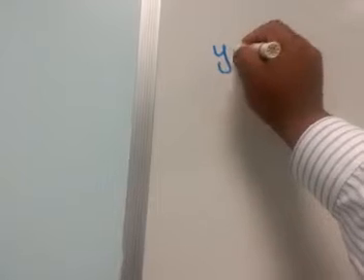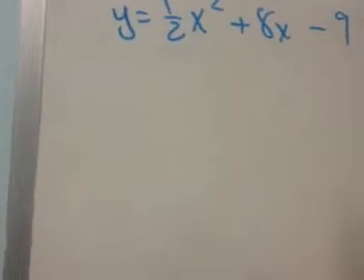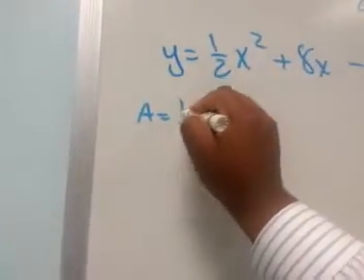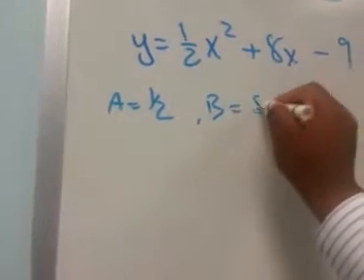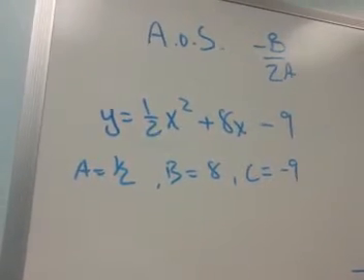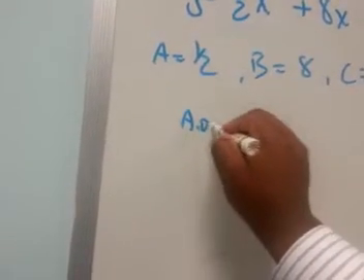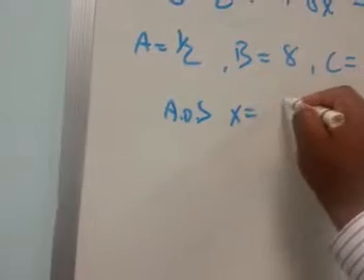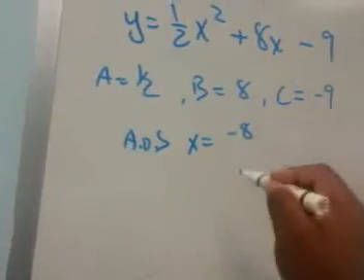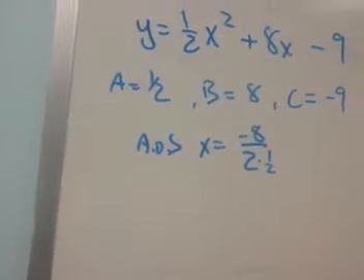Little trickier, but let's see here. y equals 1/2 x squared plus 8x minus 9. Alright, A equals 1/2, B equals 8, C equals minus 9. Okay, we want to find the axis of symmetry, negative b over 2a. Negative 8, because b is 8, negative 8 over 2 times a, which is 1/2.